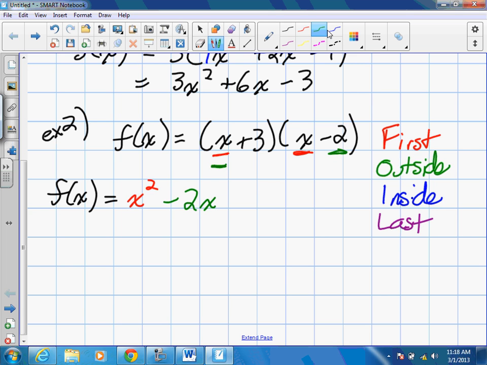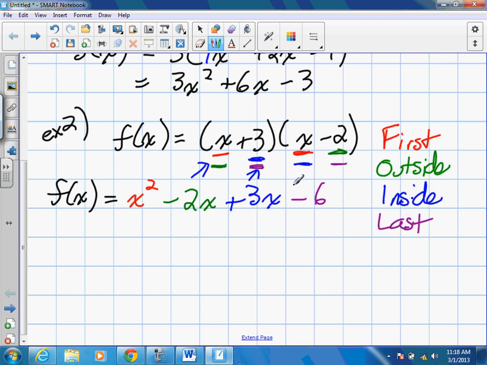The inside terms will be obviously the opposite of the outside terms, so that will be our 3 and our x. 3x. Good. And finally, our last terms are the last terms in each bracket. 3 times negative 2? Negative 6. Excellent. What you need to notice now, with my underlining, is each term has been used twice. That's very important. They have to be used an equal amount of times.